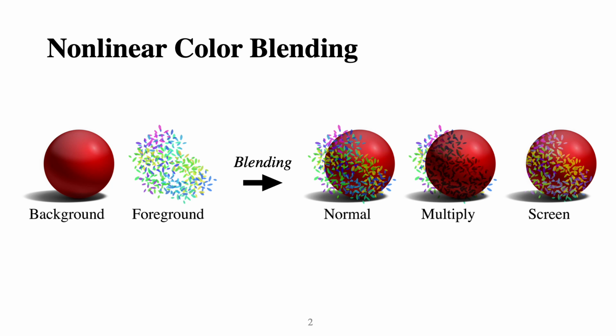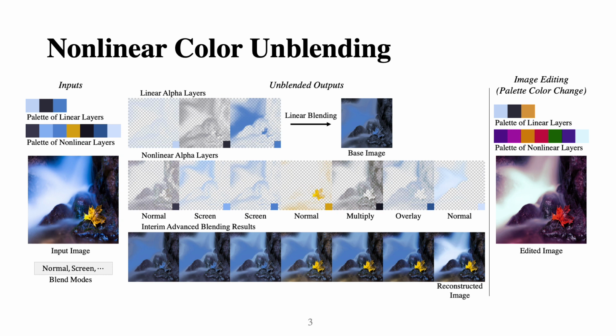In this paper, we focus on the inverse problem of color blending, which is nonlinear color unblending. First, we determine the palette colors by an automatic algorithm or by manual selection. Then, the decomposed linear layers are composited into a base image by linear blending, which is used as the background layer for advanced blending. Finally, the base image as a background layer is composited with the nonlinear layers as the foreground layers using advanced blending to reconstruct the original image.